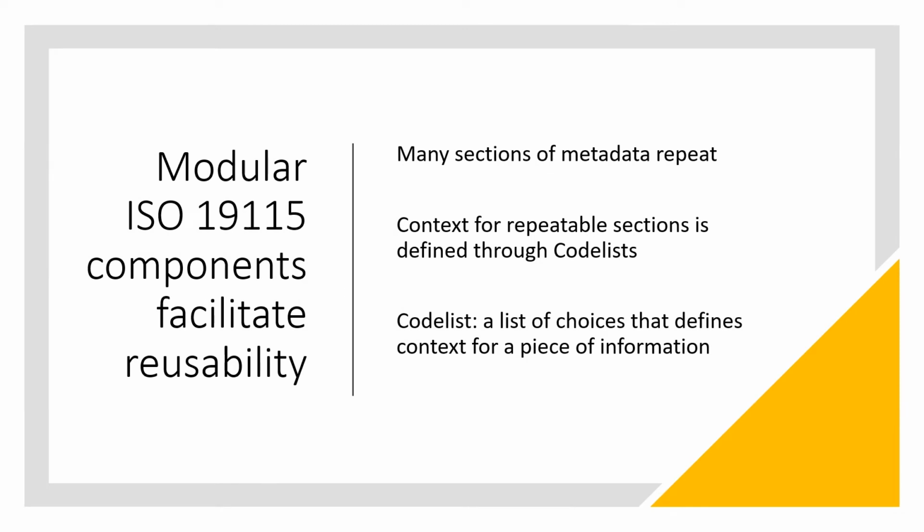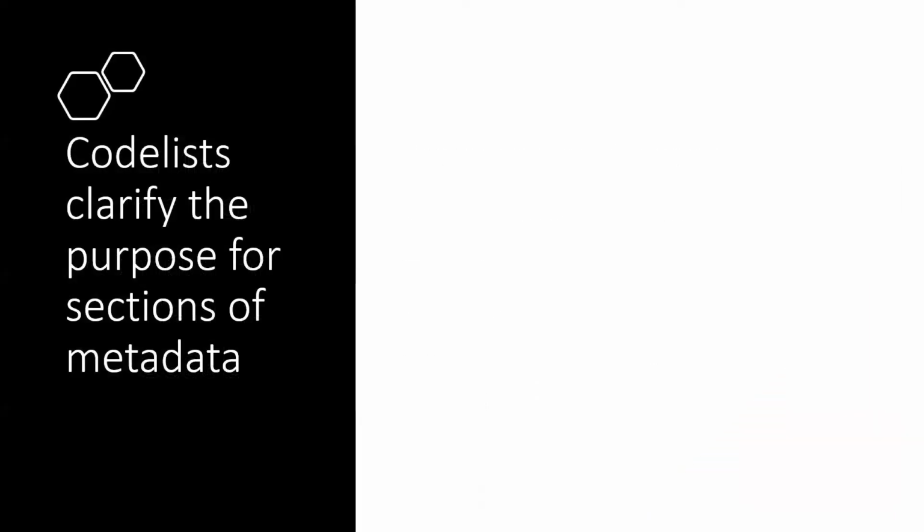ISO 19115 metadata contains many separate components that facilitate reuse. Because many sections of metadata can repeat, metadata creators may prepare reusable components to save time and facilitate consistency. When repeating these components, context is defined through code lists. A code list is a list of choices that apply to a particular section of metadata. Code lists are used in a wide variety of ISO 19115 sections to clarify the purpose of that information.